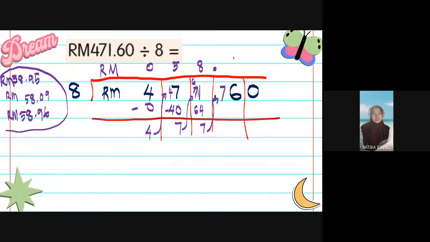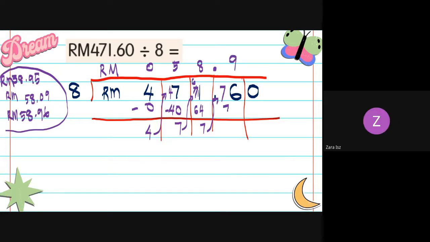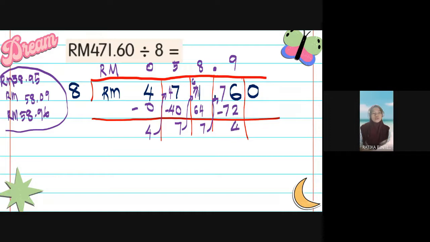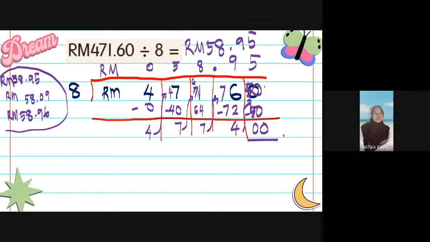$76 should be 8 times 9, right? 72 minus 4. So bring this up. So 50 here, the 50. So 5. 40 minus 0. Okay, so you miss canteen. The answer is 58 ringgit and 95 cent. This is the correct answer.